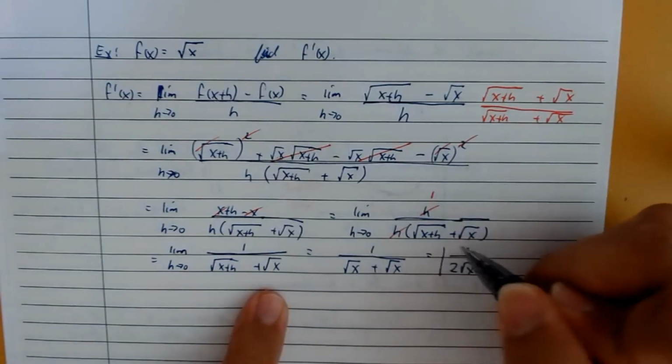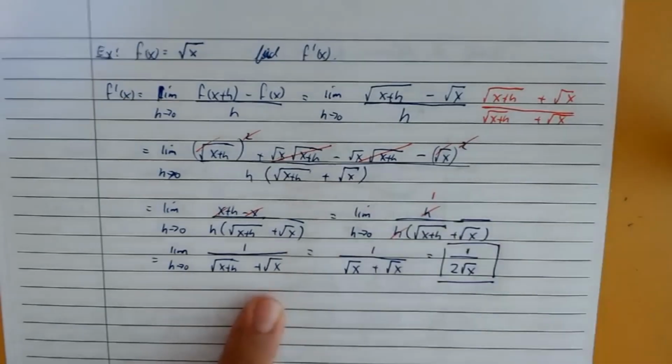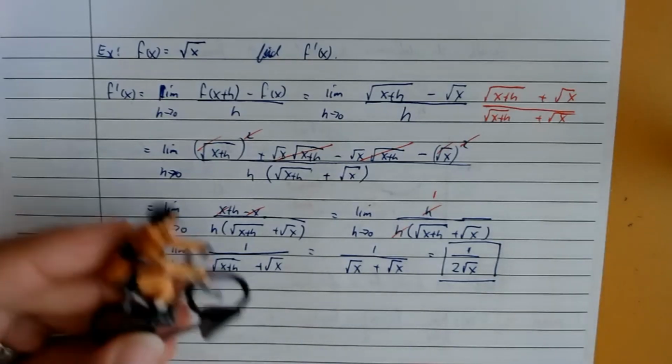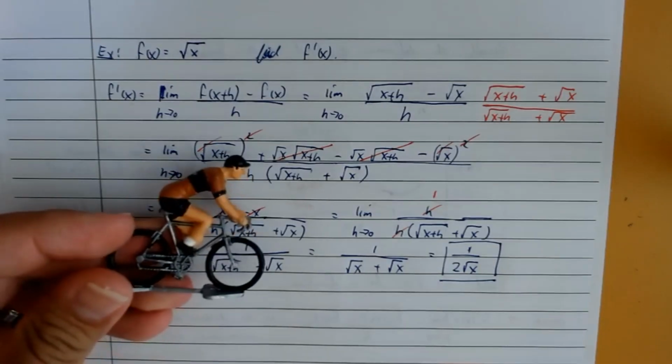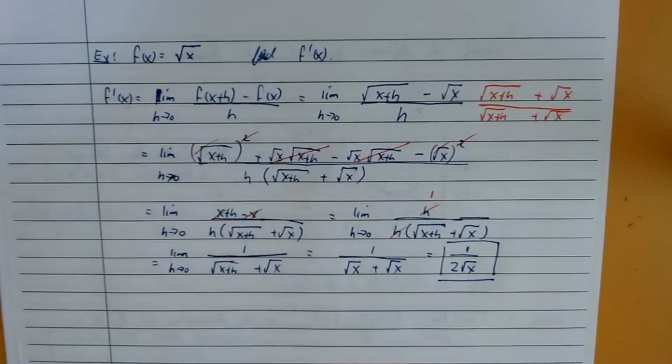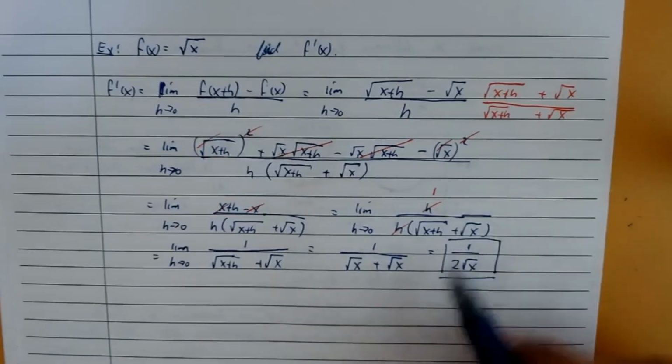If you begin with the function square root of x, the derivative of that function is 1 over 2 root x. That can be interpreted as the slope of the tangent line at different values of x. That can be interpreted as the instantaneous slope, the instantaneous rate of change at different positions along a path. It can be interpreted as all kinds of things, but it is this function.